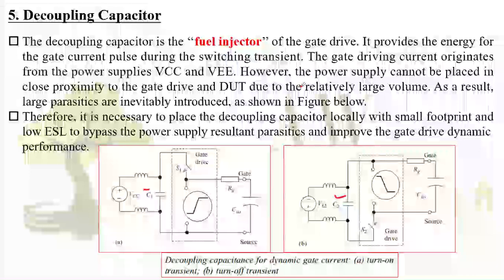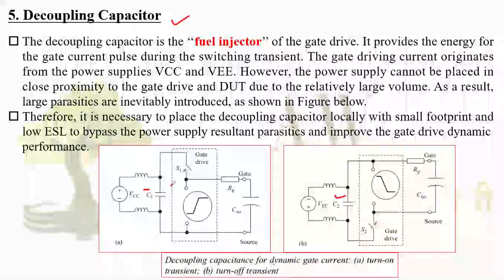So we will see here what is the use of this decoupling capacitor. These two capacitors are very important. Theory is written down, and we will see how to calculate the values of these two capacitances. The decoupling capacitor is the fuel injector of the gate drive. It provides the energy for the gate current pulse during the switching transient.